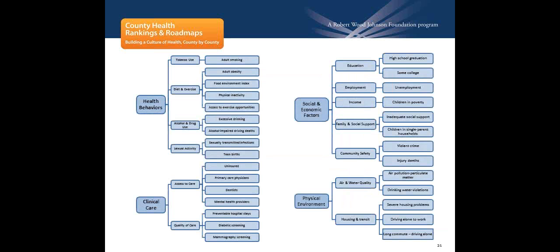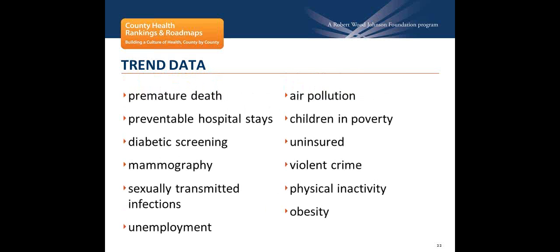And to see the impact of your work to address the many health factors that influence your health, you can look at individual health factor measures. Health factors in the county health rankings represent what influences the health of a county. We measure 4 types of health factors: health behaviors, clinical care, social and economic factors, and physical environment factors. We call these measures of tomorrow's health for a county. There are currently 12 measures with trend data available: premature death, preventable hospital stays, diabetic screening, mammography, sexually transmitted infections, unemployment, air pollution, children in poverty, uninsured, violent crime, physical inactivity, and obesity.